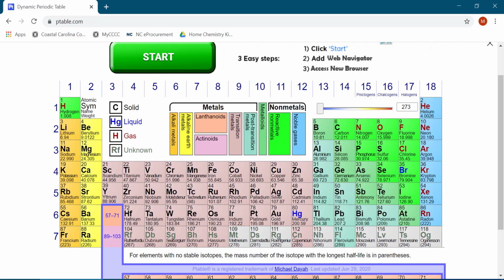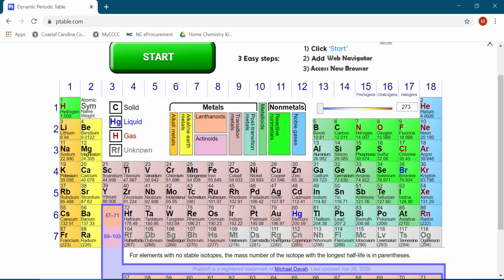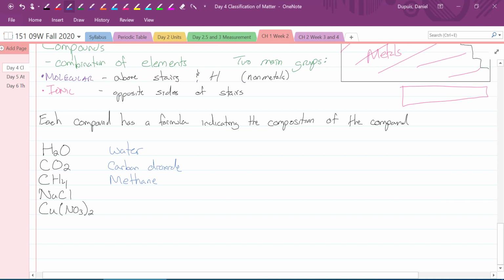So it's always good to have a periodic table. This is one; there's any of them. You can print one off. The one I gave you, they're all fine. So if we go back here, H2O, that's the common name, water. CO2, that's carbon dioxide, and CH4 has the common name methane. If you look at your periodic table, hydrogen counts above the stairs, carbon's above the stairs, oxygen's above the stairs. And so these are all going to be molecular.